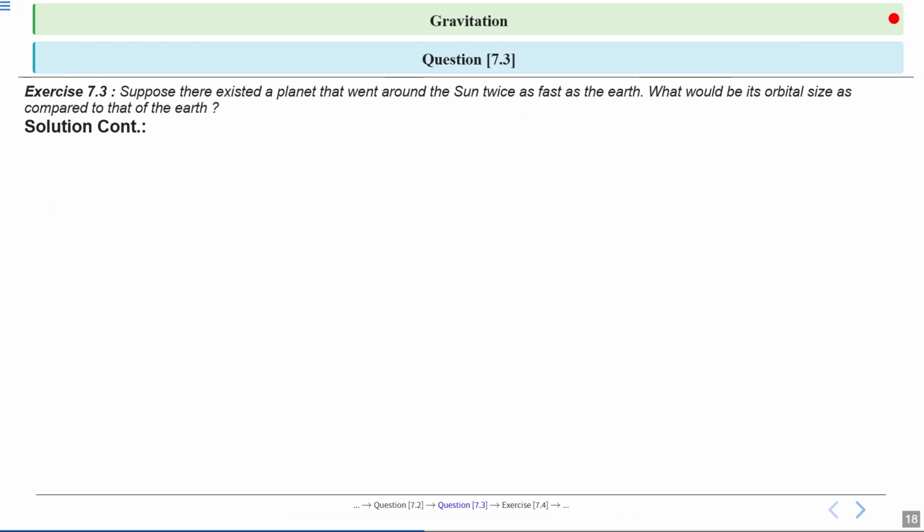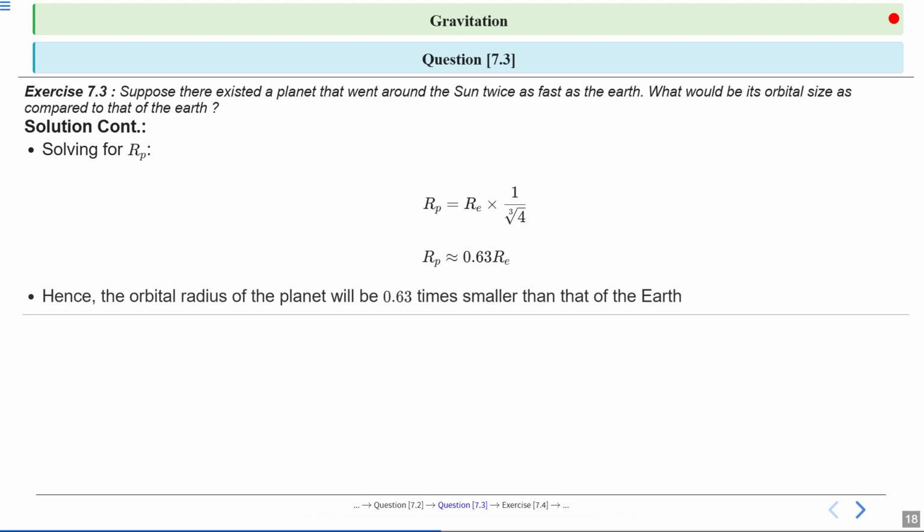So let's continue with the solution. We use the formula Rp = Re × cube root of 1/4, which is approximately equal to 0.63 Re. Hence the orbital radius of the planet will be 0.63 times that of the Earth. This means we can say mathematically Rp is approximately 0.63 Re.